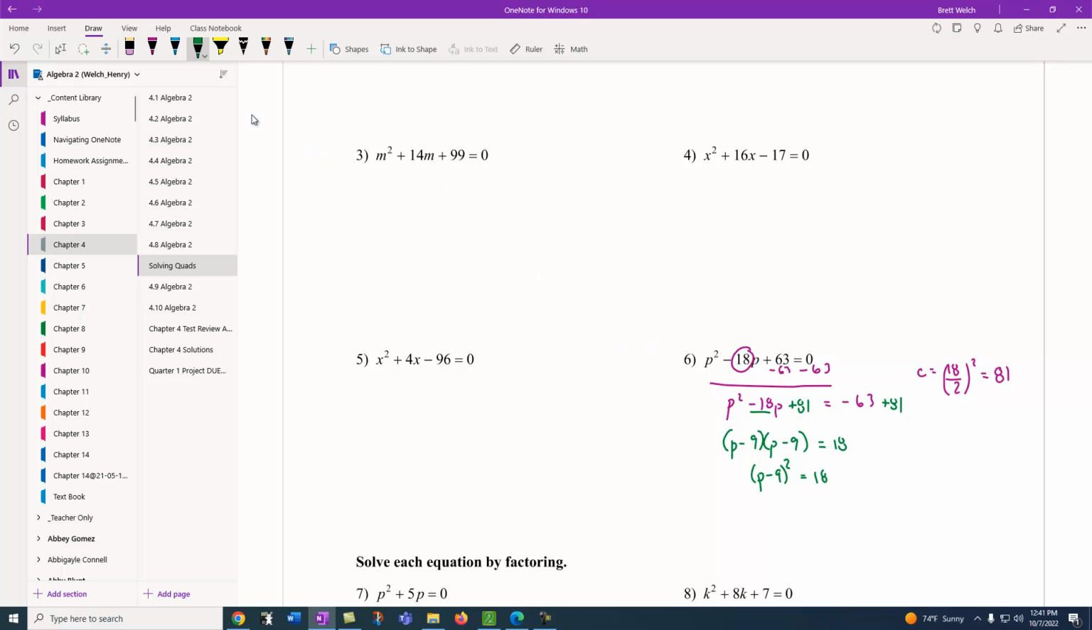So completing the square was all about getting to that stage, and now to finish it, we need to get p alone by taking the square root of both sides. When you put a square root in, don't forget to put your plus or minus. So now p minus 9 equals plus or minus the square root of 18. Now I need to do something with that. I'll do that here in a minute. Let's go ahead and add 9 to both sides. So I know p equals 9 plus or minus the square root of 18.